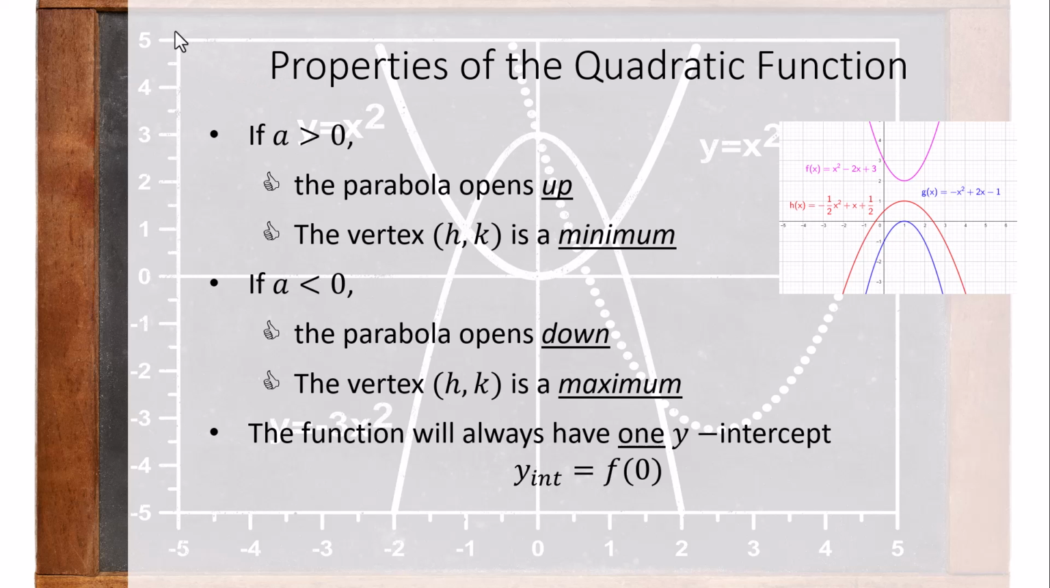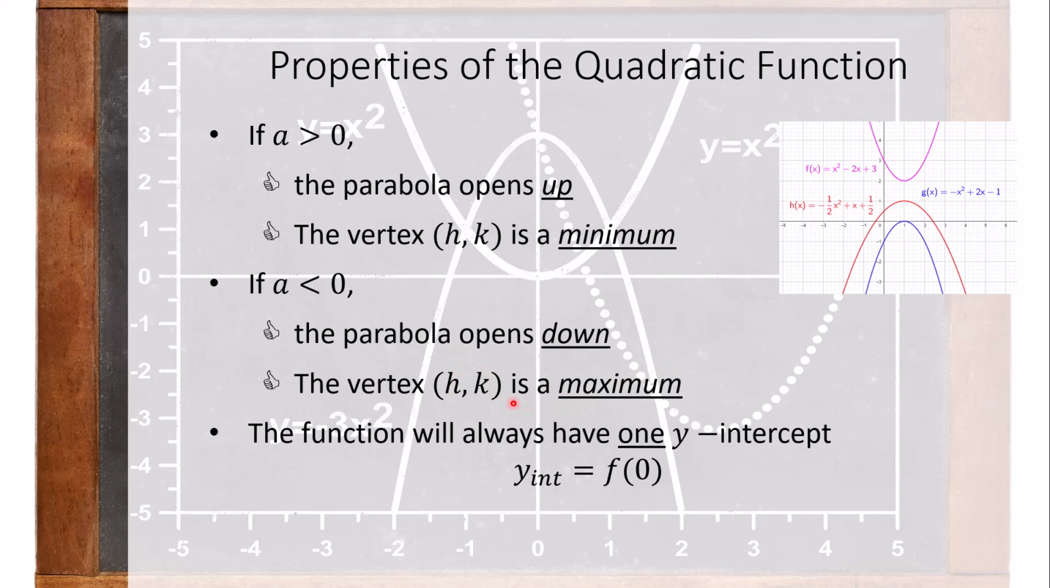Okay, so let's just talk about some of the properties. We've actually gone over this in a little bit of detail. Remember, if a is greater than 0, then the parabola opens up, like this one right here, and the vertex is always going to be a minimum. If a is less than 0, then the parabola will open down, and the vertex will always be a maximum. And the vertex is going to be found by the vertex form of the equation, basically by figuring out what h is and figuring out what k is.